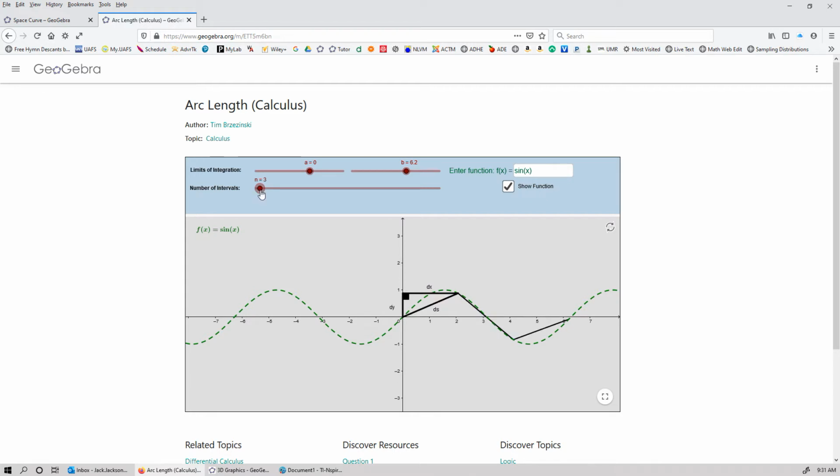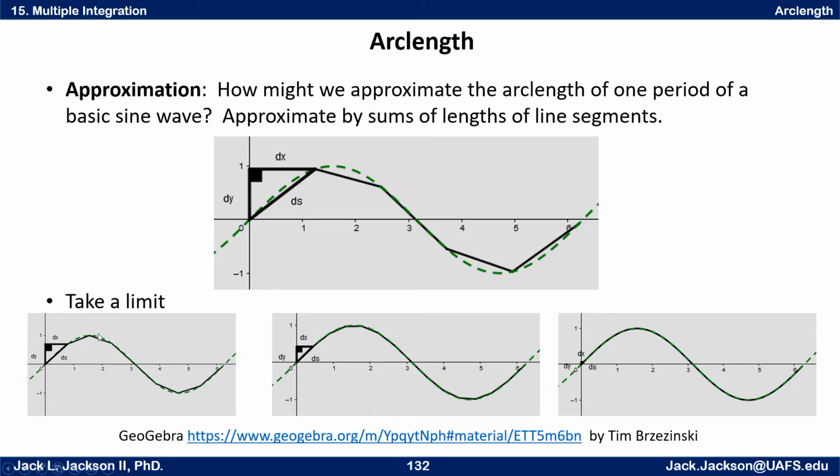But then we could break it up into more pieces. Here we go with 3 pieces, and then we could go with more: 4, 5, 6, 7, 8, 9, 10, 15. Here we can see that it's getting closer and closer to matching the shape. And by the time we get enough pieces, it's going to be hard to tell it apart from the actual wave, even though that's 100 different little straight line pieces. They are very close to the actual value of the function. And we can illustrate that with a series of pictures here.